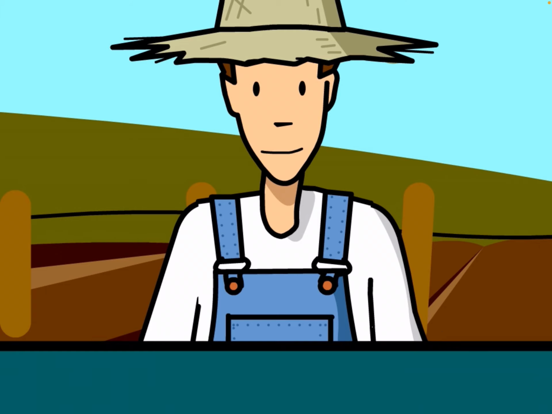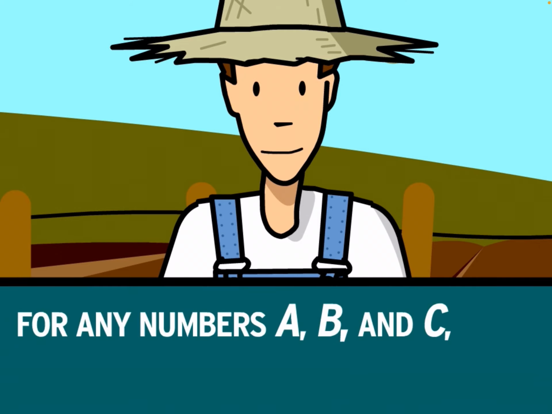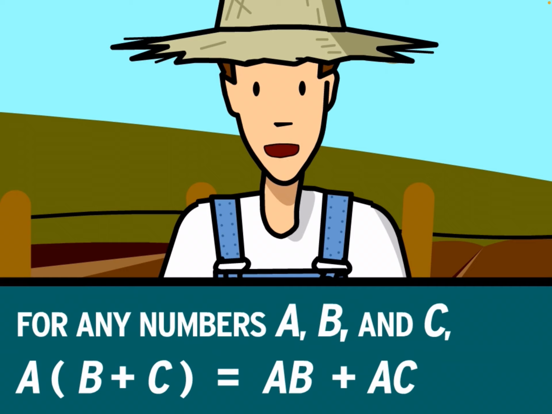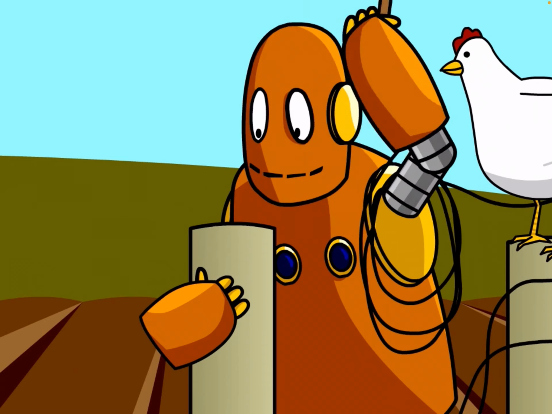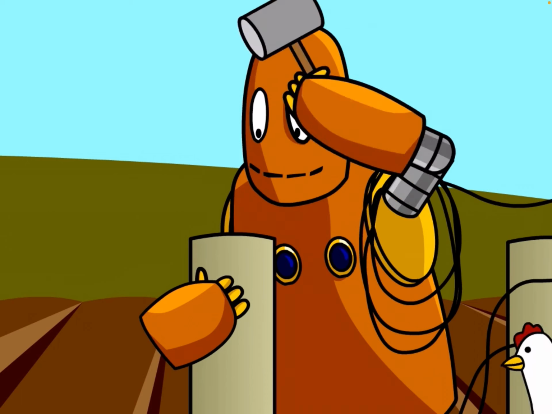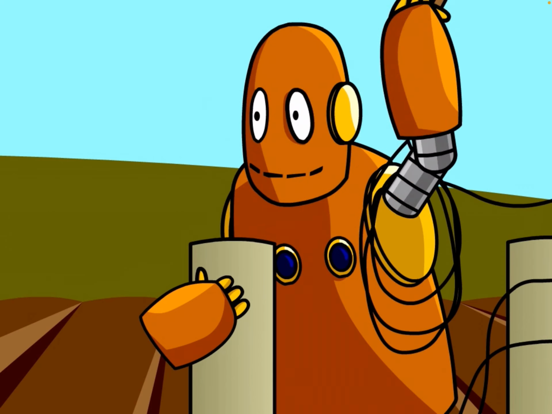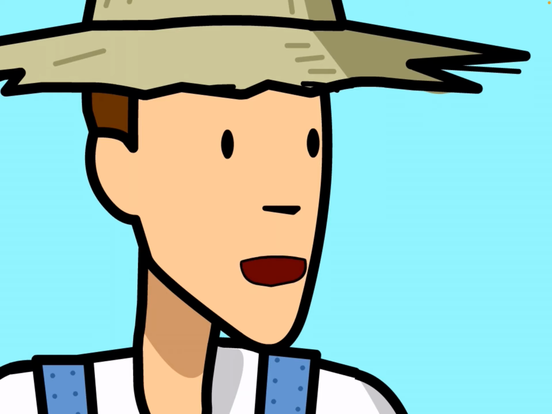Here's a recap. For any numbers a, b, and c, a times the quantity b plus c is equal to a times b plus a times c. See, if you had used the distributive property, it would have been easier to figure out how many animals were coming in today. Then you could have built the fence before they got here.